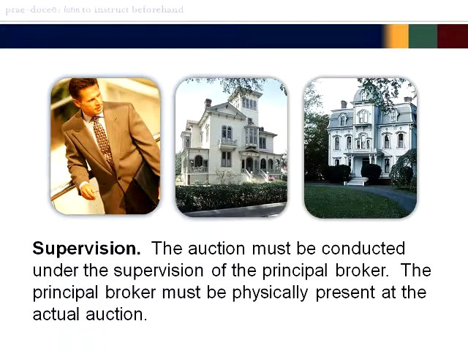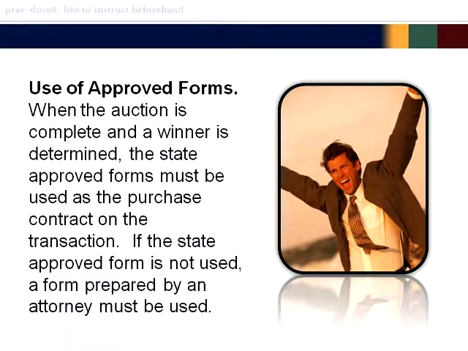Supervision. The auction must be conducted under the supervision of the principal broker. The principal broker must be physically present at the actual auction. Use of approved forms. When the auction is complete and a winner is determined, the state-approved forms must be used as the purchase contract on the transaction. If the state-approved form is not used, a form prepared by an attorney must be used.